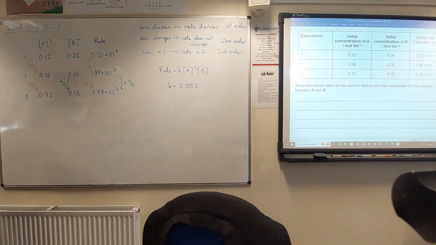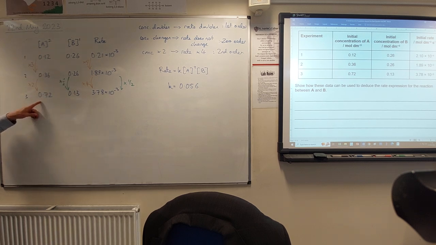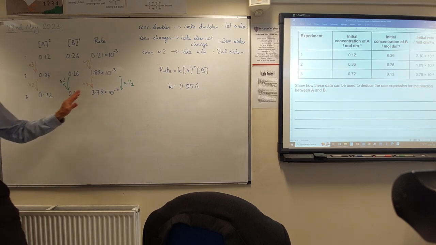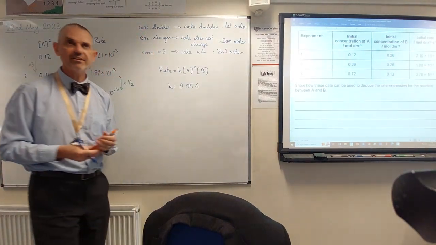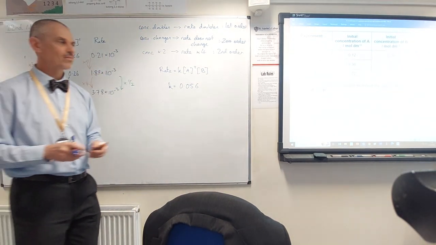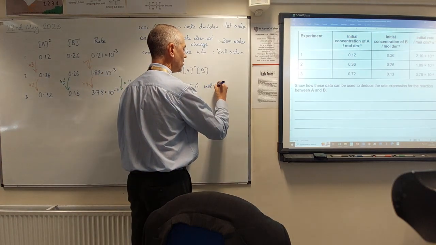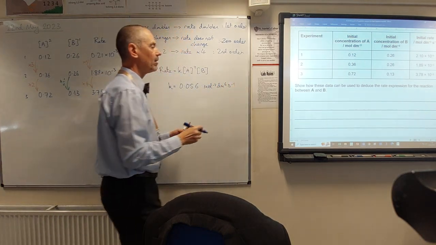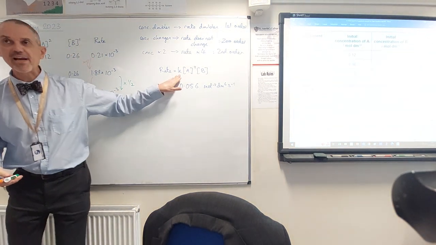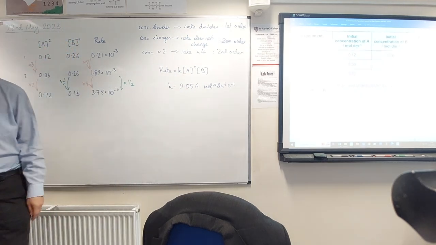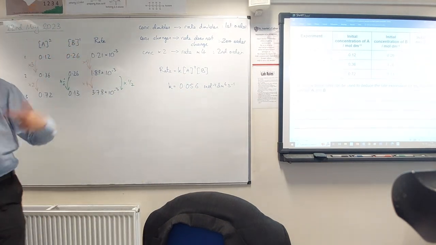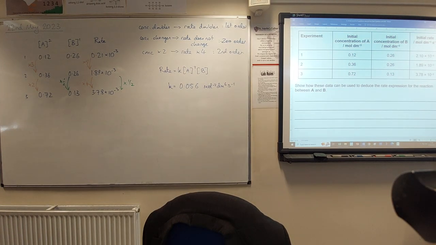To be really picky, and let's face it, the A level examiners will be, all the concentration data is to 2 sig figs. So our answer should probably be to 2 sig figs as well. What are the units? It's mol^-2 dm^6. Because the rate equation's in the same form as the last one, we've got a first and a second order in there. Of course, the units will be the same as the last example as well.